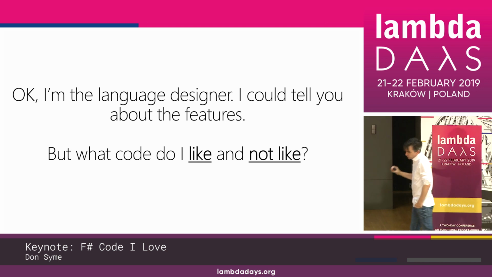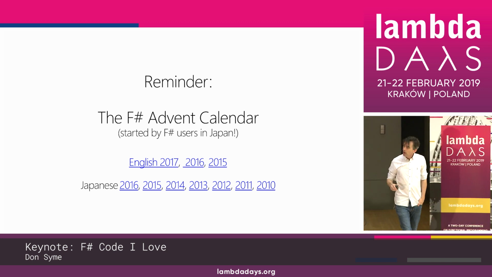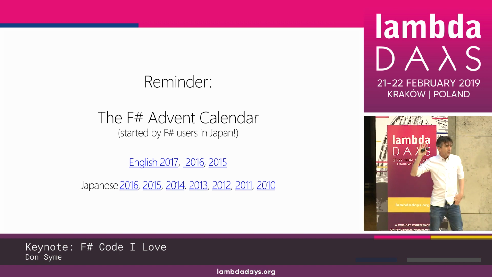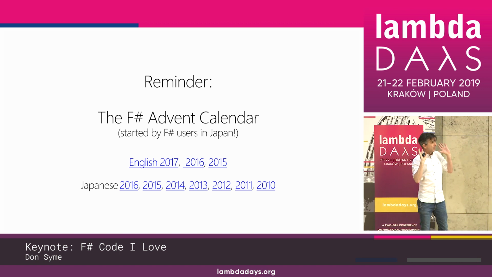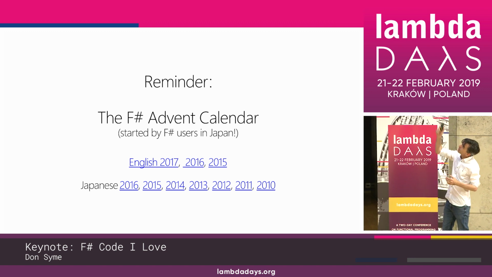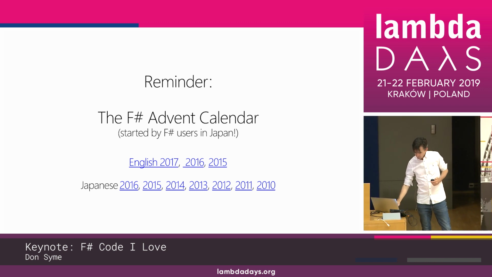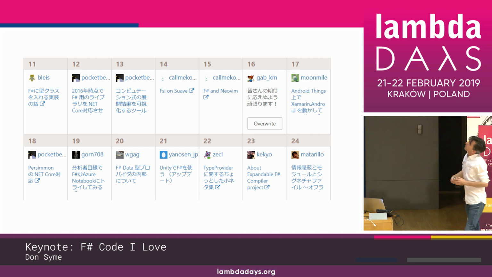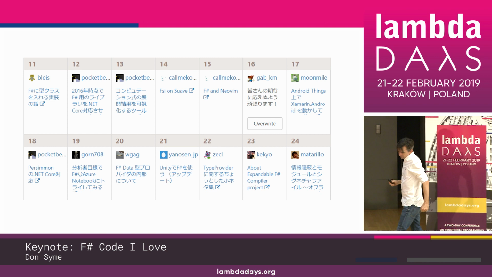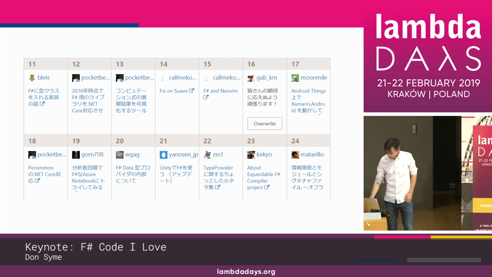Okay, so let me talk about code that I like and I don't like in F#. A lot of this is taken from the F# Advent calendar. This is this really fantastic F# community effort that's run every year. And it was actually started by the Japanese F# community. So if I've got it right, there we go. That's a screenshot for those who speak Japanese. You can read all the different entries. I think this is back in about 2015.